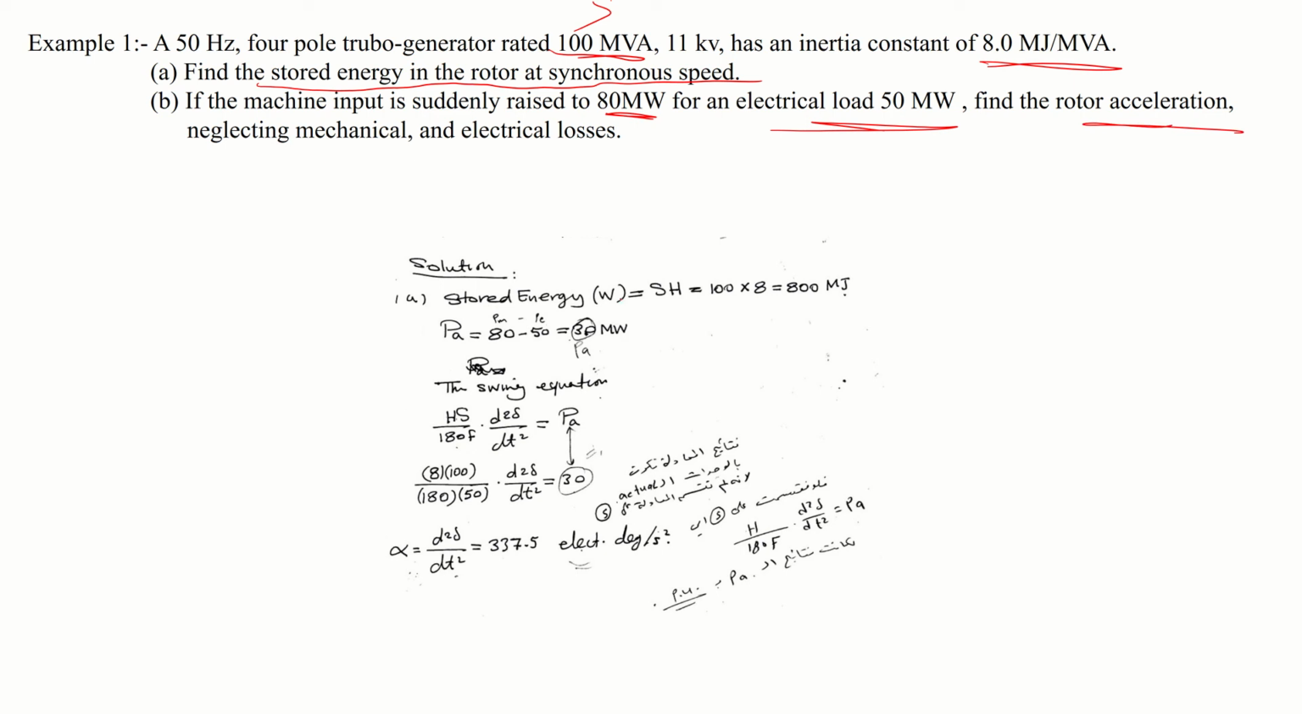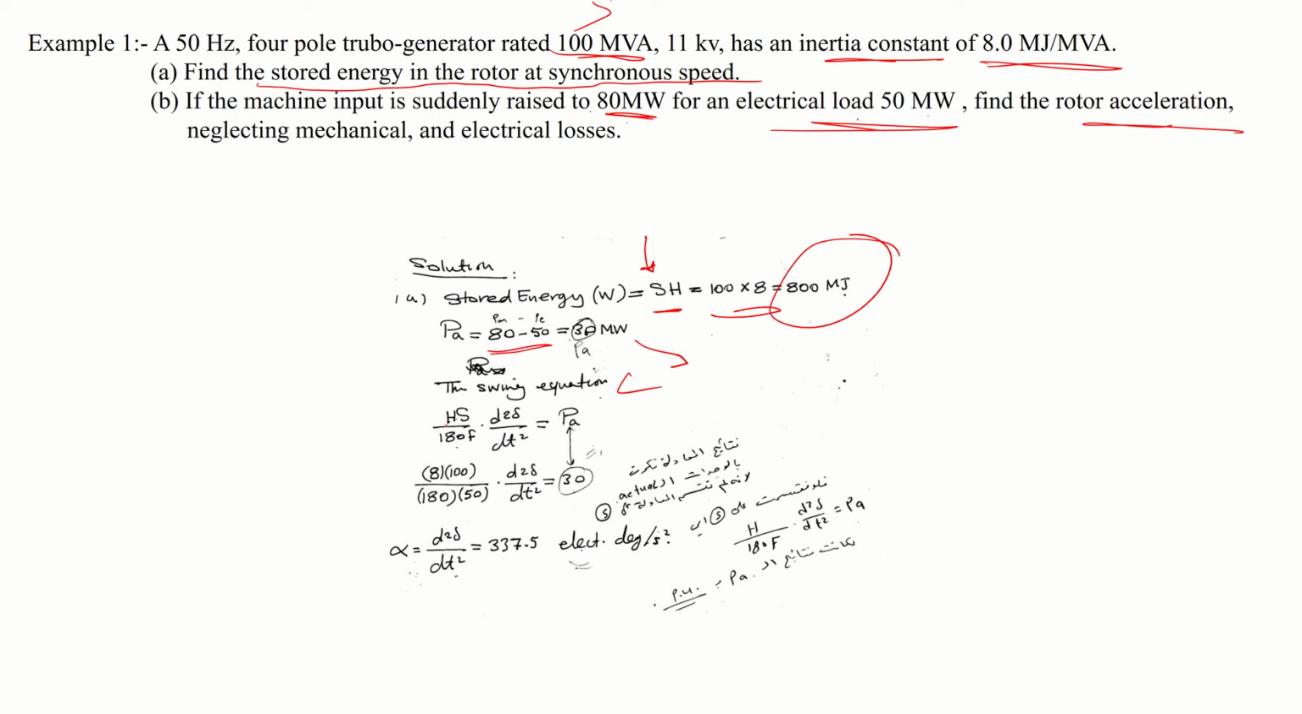First we have W equal to S times H from the formula. S is 100 megavolt ampere, which is the rating, and H is the inertia constant, which is 8. Multiplied together, you get the stored energy. Then we have an acceleration power: 80 is the input and 50 is the output. Subtract them and you get 30 megawatt, which is the acceleration power.